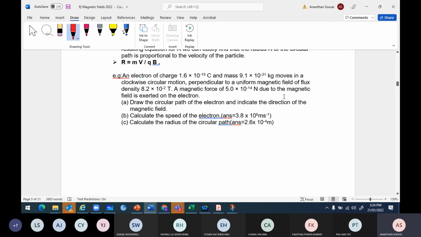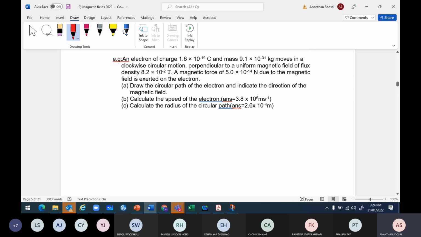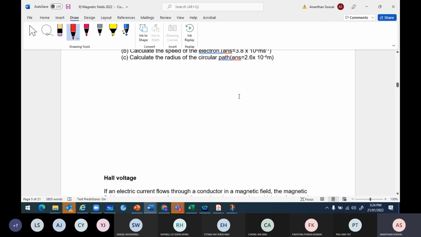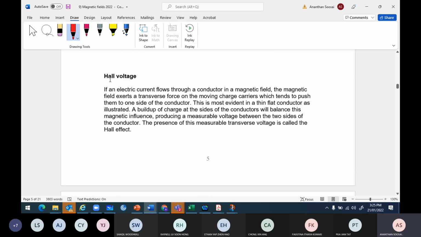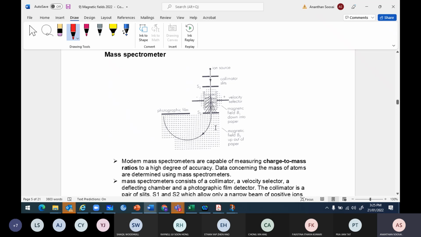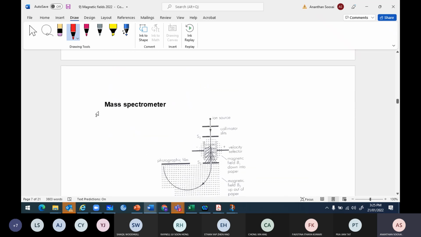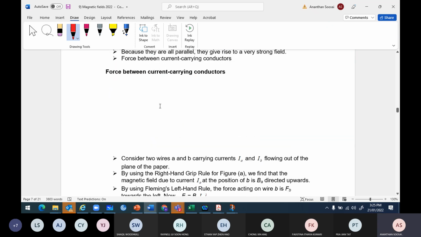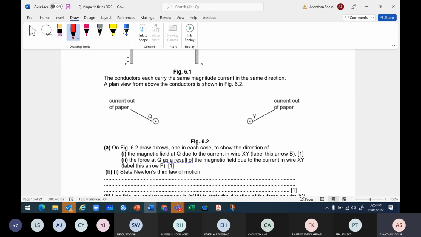So this is your homework again. There are some questions here. Use the concept of BqV sin theta to do these questions. The answer is at the side. The next class will be discussing something called Hall voltage. Then we're going to talk about the mass spectrometer, involving magnetic and electric fields together. After that, just another 2 classes and we can finish it off.